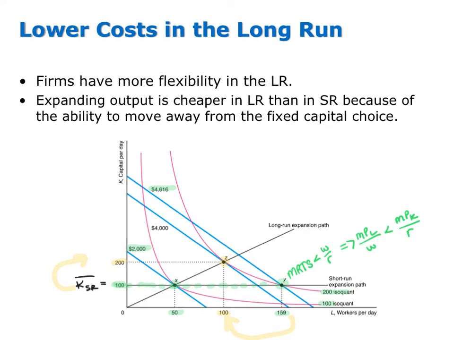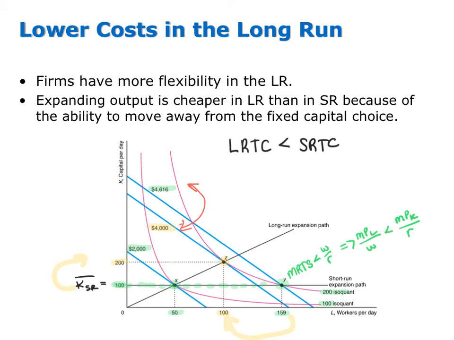This adjustment lowers cost. Input bundle Z has a cost of $4,000, which is less than the cost in the short run of $4,616. What this demonstrates is that it's going to cost less in the long run to produce 200 units of output than it does in the short run.